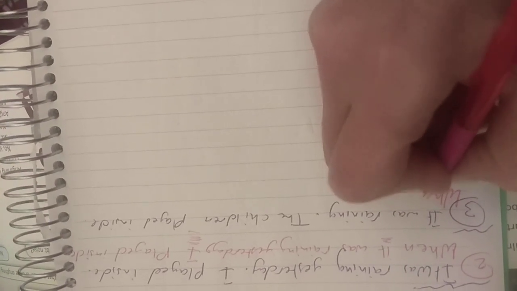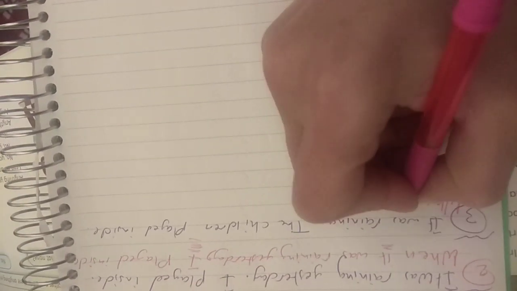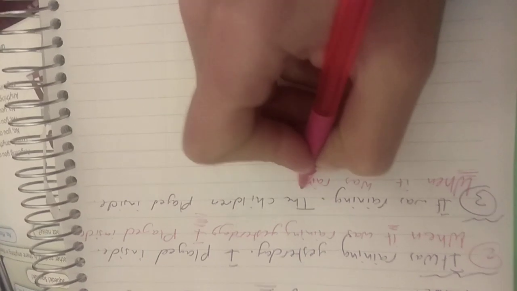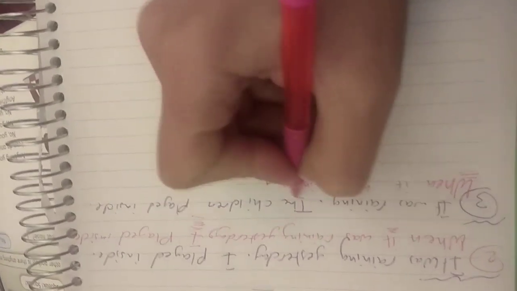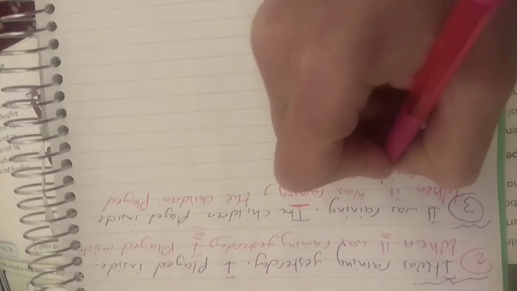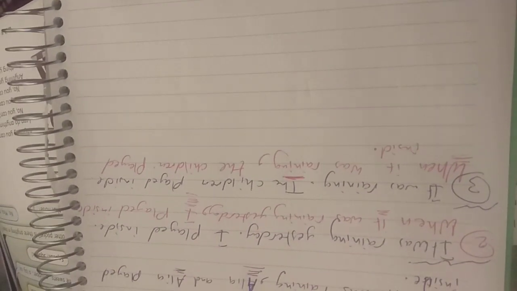"When," capital letter, "it," small letter, "it was raining," comma, "the children," small letter, "the children played inside." And at the end, there is a full stop. This is the whole rule that we want to talk about. Now let us look at the other pictures.